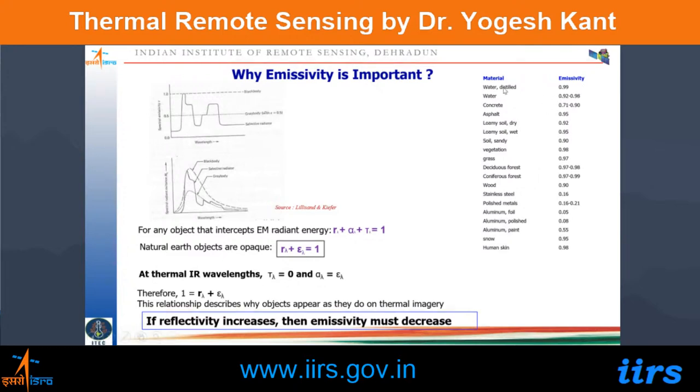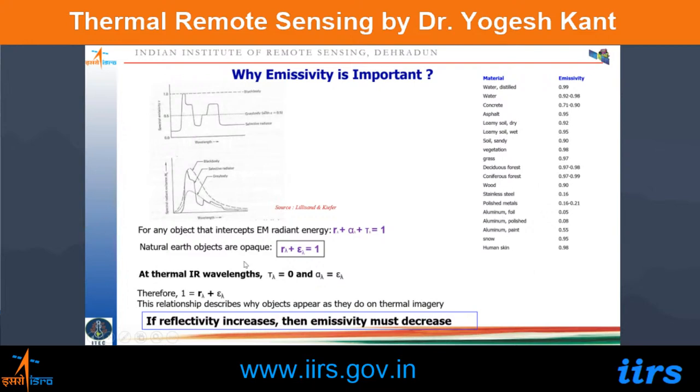So this is for some values of some of the materials. For example, you see the water, the emissivity is 0.99. It means its emission efficiency is near to the black body, right? For example, if you see the soil, it is 0.9, grass is 0.97, wood is 0.9. If you see the metals, it is very, very less, and so on.